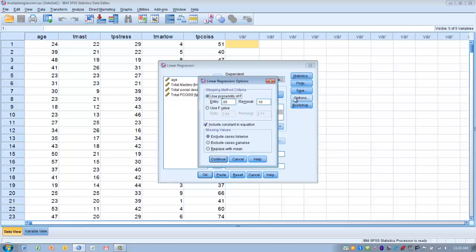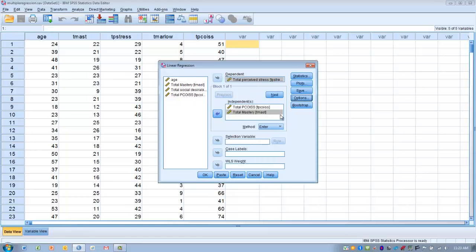And in the Missing Values section, check Exclude Cases Pairwise. And what this is going to do is if we have any subject that is missing one of the variables, whether it's one of the predictor variables or the outcome, they're going to be excluded from the analysis. Okay, we click on Continue.